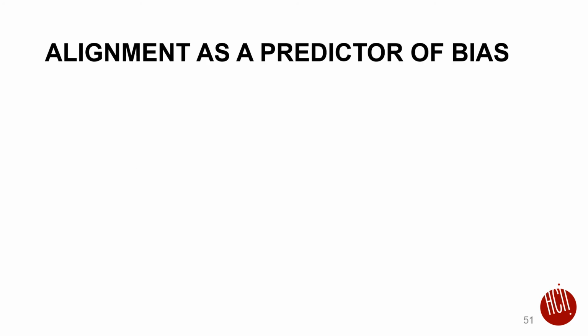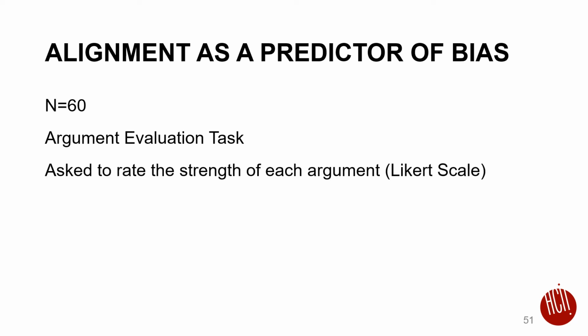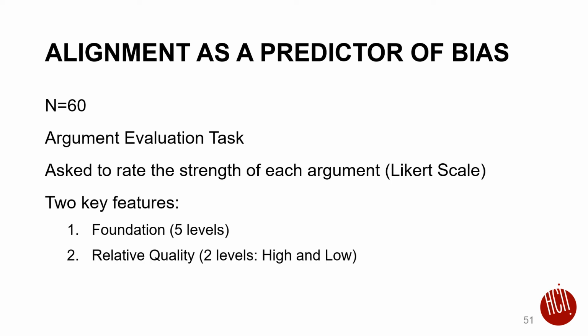We recruited 60 participants and had them perform an argument evaluation task where they were asked to rate the strength of 20 arguments on a 9-point Likert scale. Each argument had 2 key features: the foundation that it appealed to, so we had arguments that dealt with fairness and loyalty, etc. And the second feature was the relative quality of the argument, with higher quality arguments being supported by more or better evidence.